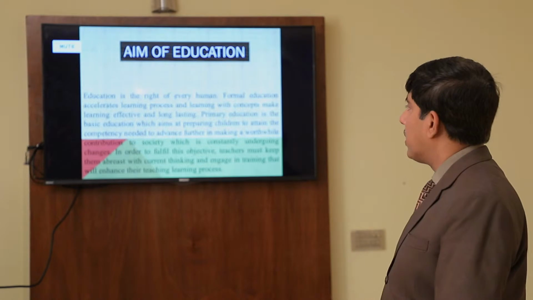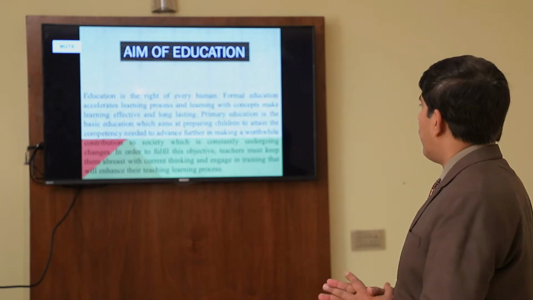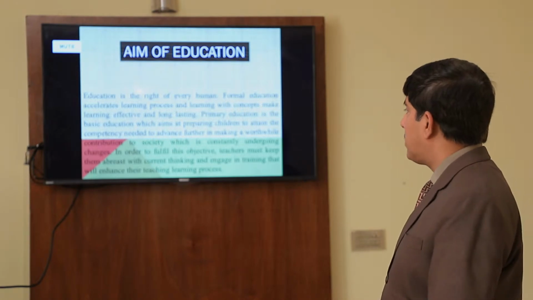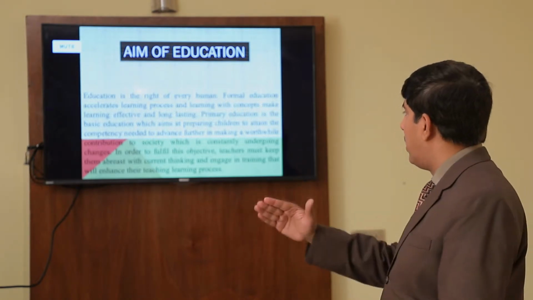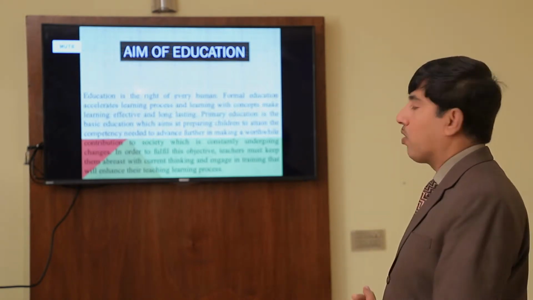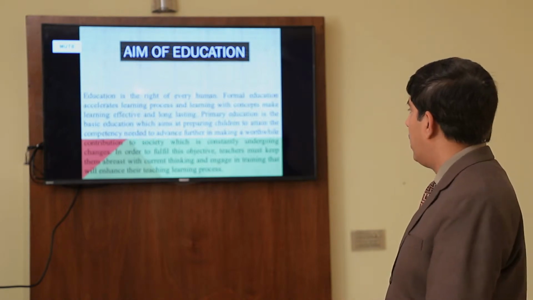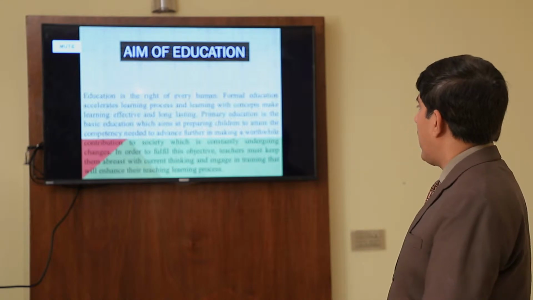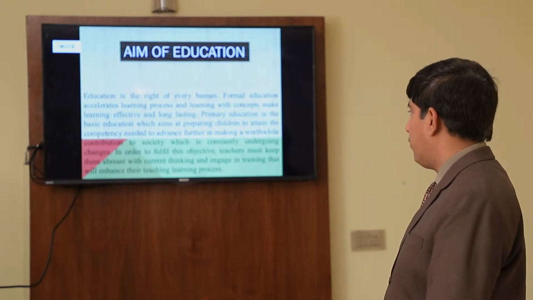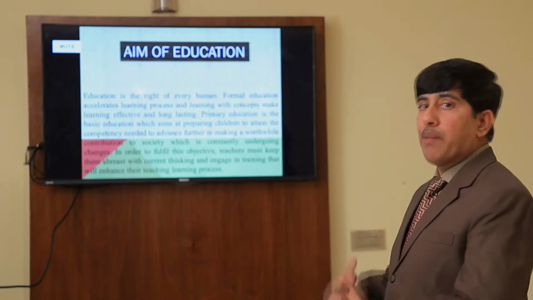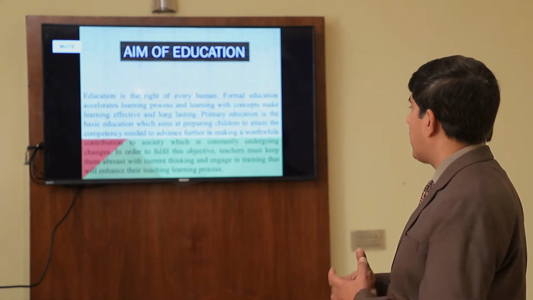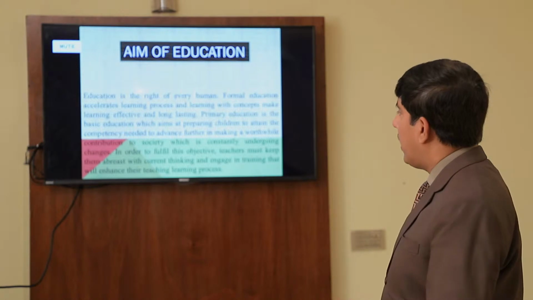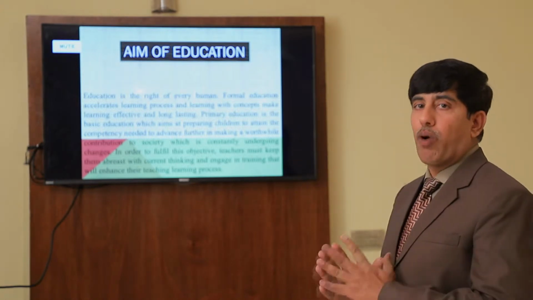Primary education is the basic education which aims at preparing children to attain the competency needed to advance further in making a worthwhile contribution to society, which is constantly undergoing changes. In order to fulfill this objective, teachers must keep themselves abreast of current thinking and engage in training that will enhance their teaching-learning process.